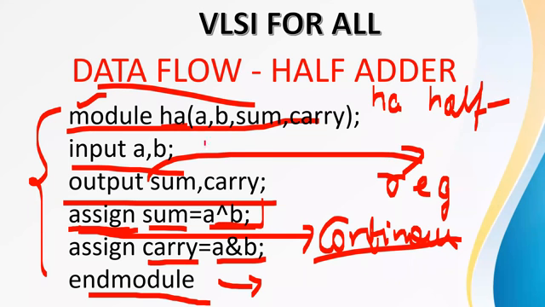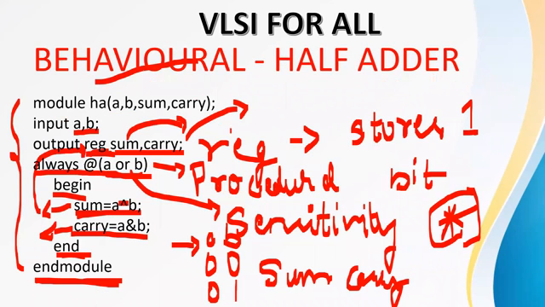Okay. So this is data flow level modeling. In data flow, we always use continuous assignments. And coming to behavioral, we always use procedural. This procedural is very important because in industry, we usually use procedural assignments, because this is the easiest way of coding. I'll let you know.